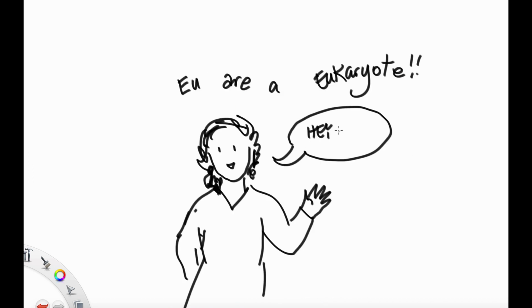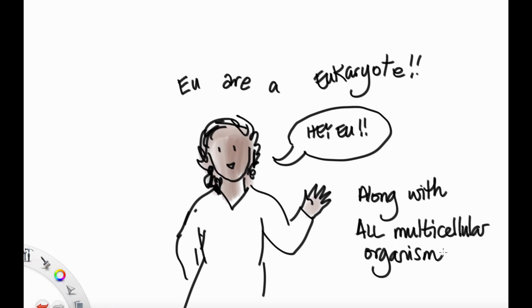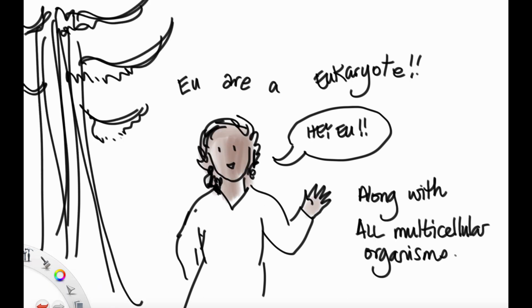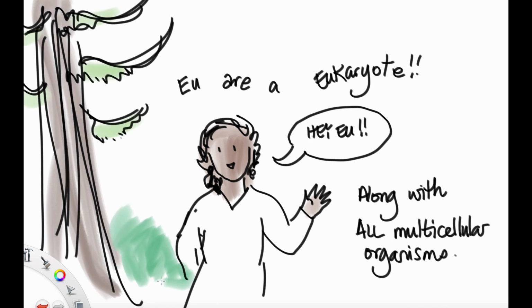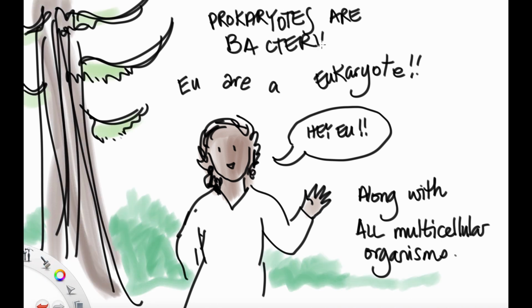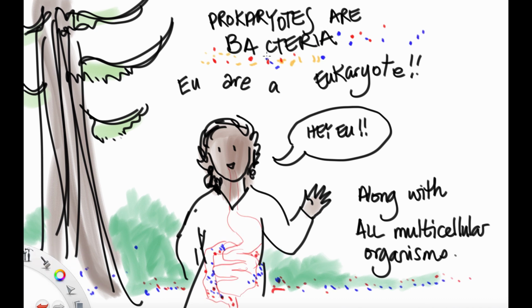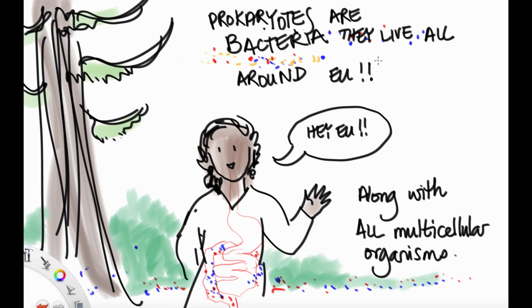Now remember, you are a eukaryote. And furthermore, you're surrounded by a lot of eukaryotes. All multicellular organisms are in fact eukaryotes, plants and animals and fungi. But prokaryotes are all bacteria, single-celled bacteria. They live inside you as well as all around you. They live inside your gut as well as in the environment all around you.